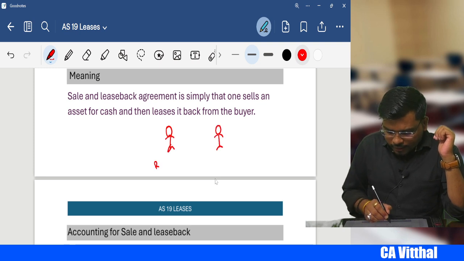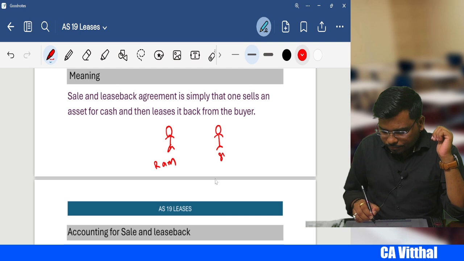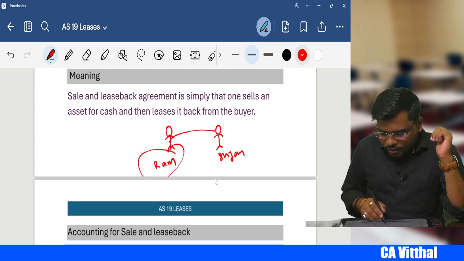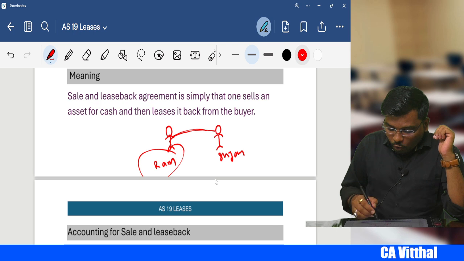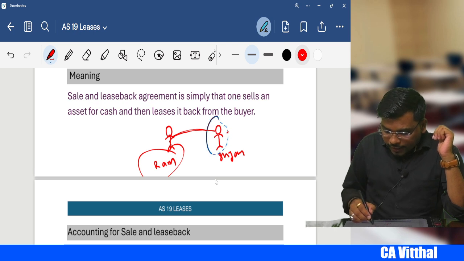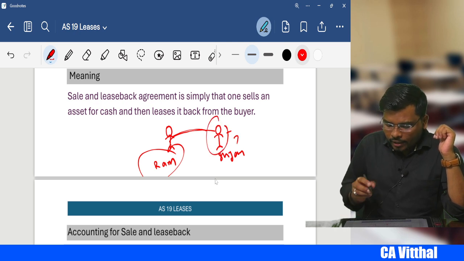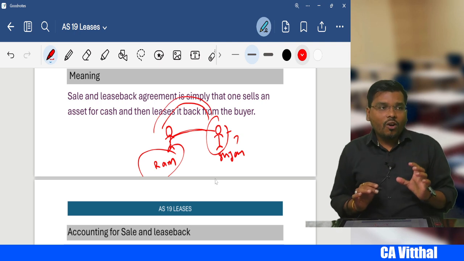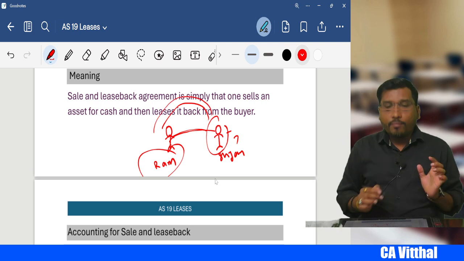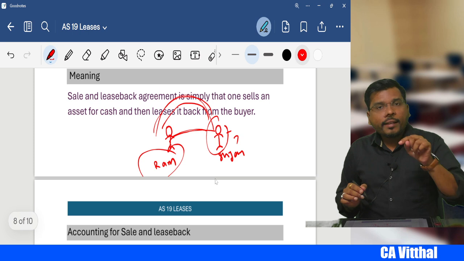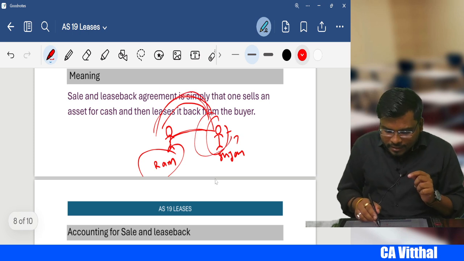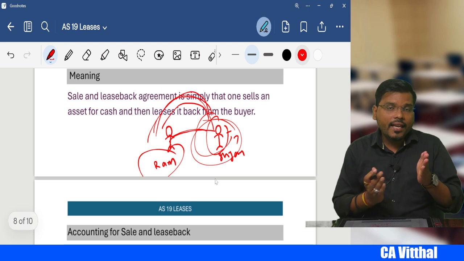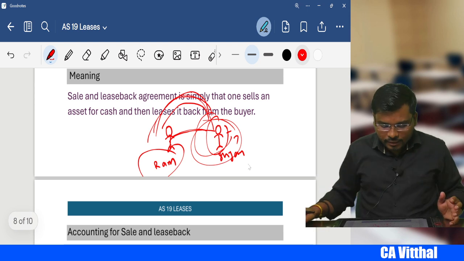Right? One is Ram, the other one is Sham. So Ram has sold the asset to whom, sir? Sham. And what happened? Sham is the buyer. From Sham, again Ram is taking back the asset. We call that sales and leaseback. Ram sold the asset, we call it sale, and again Ram has taken back the asset from Sham, we call it the leaseback. Sale, and we have taken the asset on the lease, right?